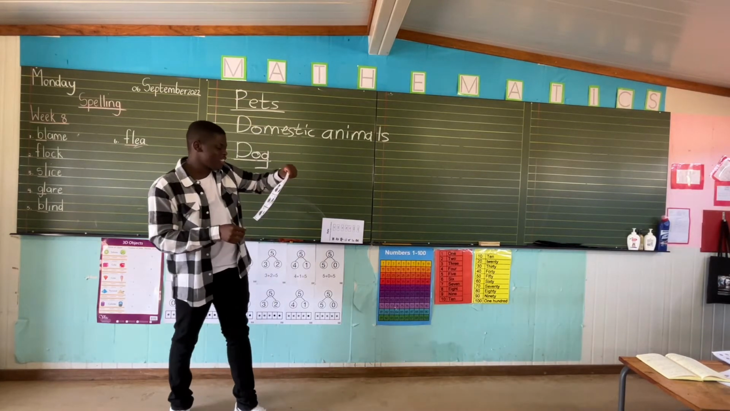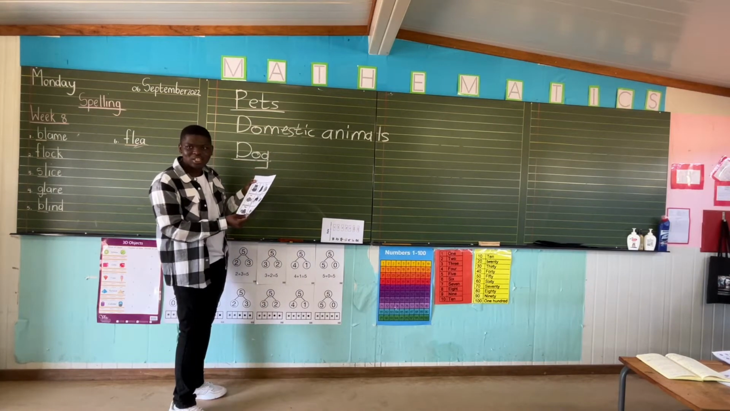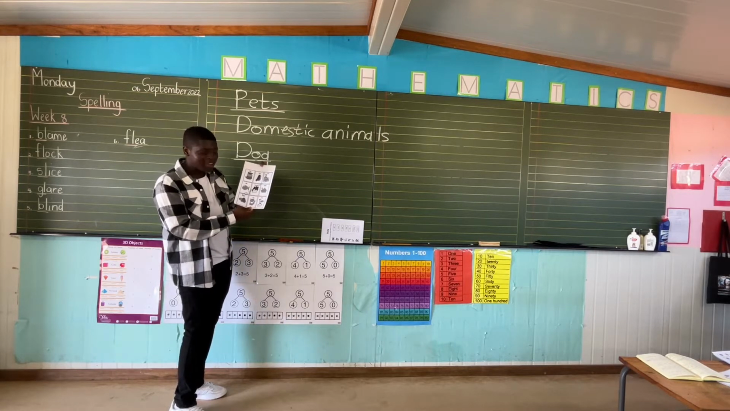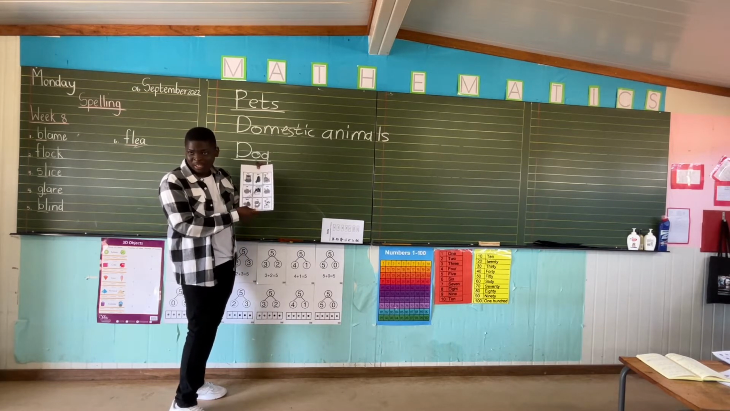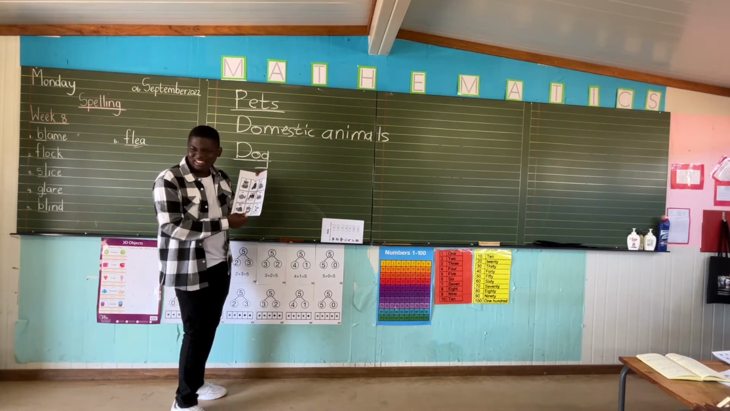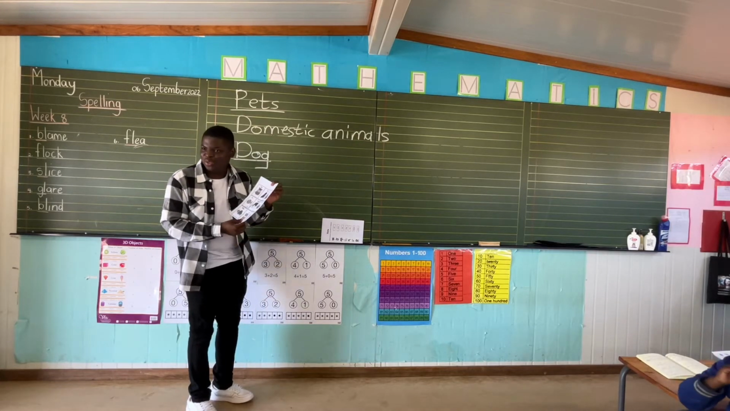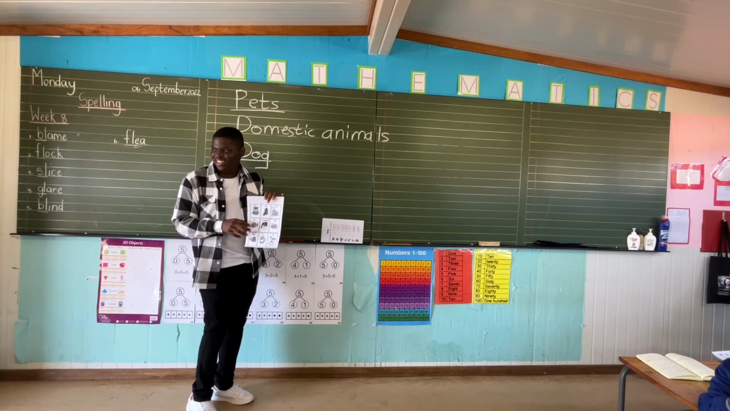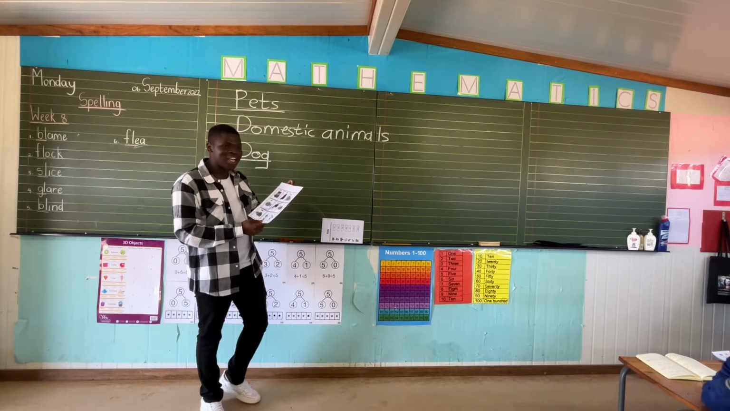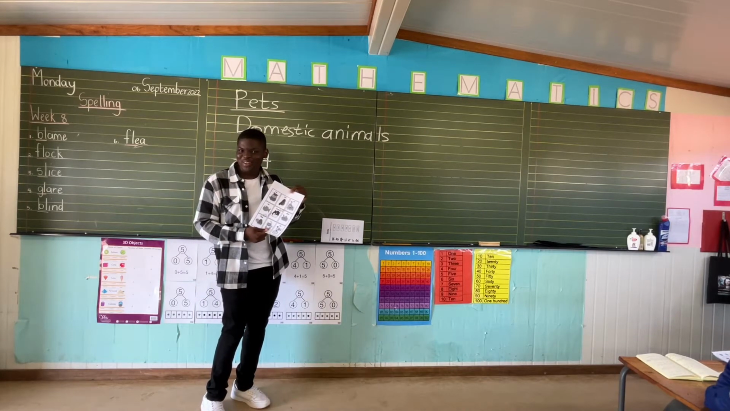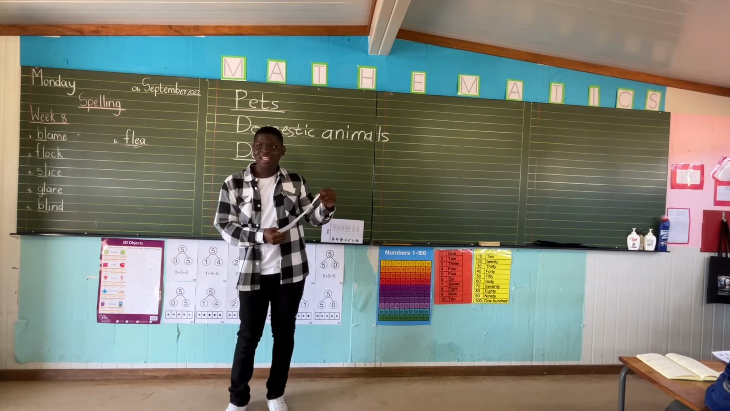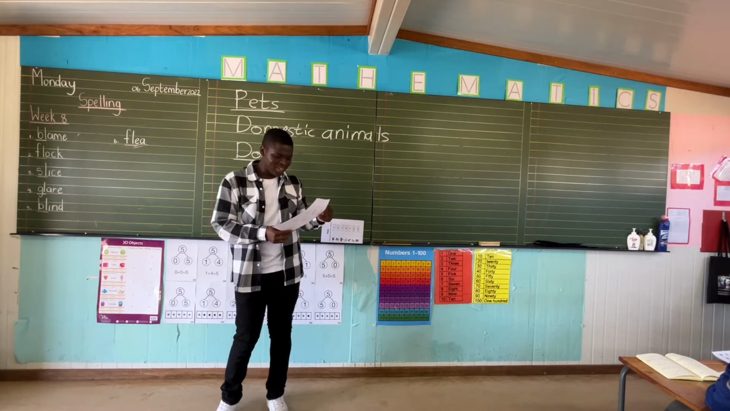So now you can put your hands down and we move on to fish. You know fish? Some people have fish as their pets. And we also have hamsters. You know a hamster? It's small. It's like a mouse. It's very small. We also have rabbits. You know rabbits? With their teeth like this. They love eating carrots.